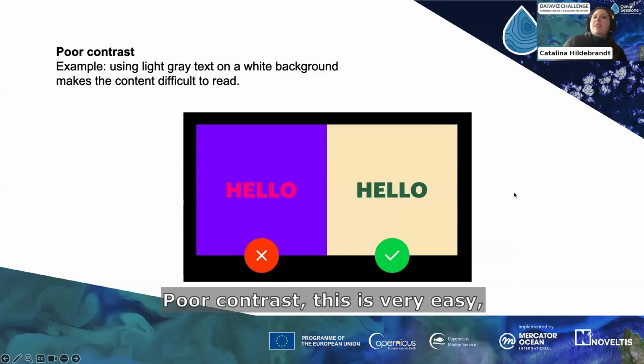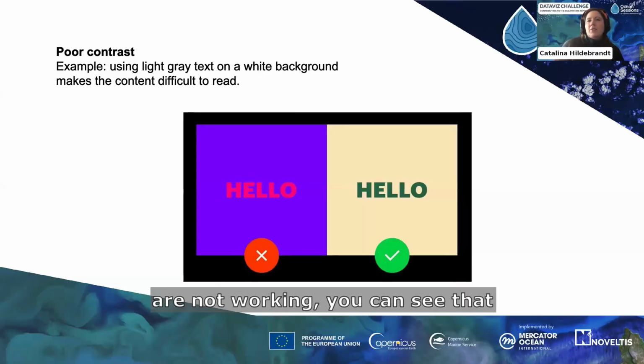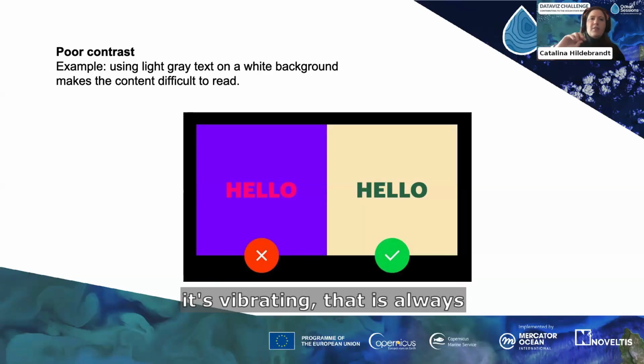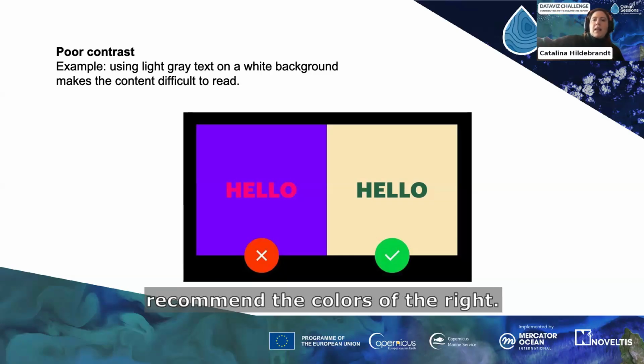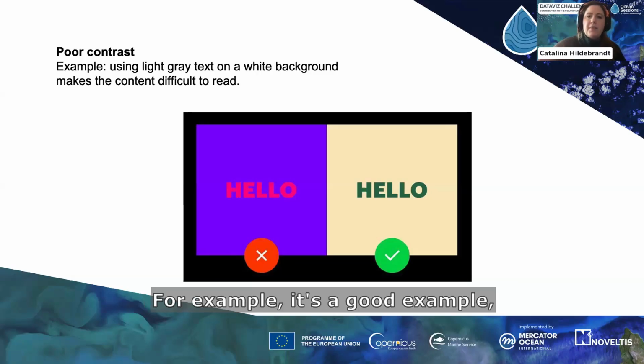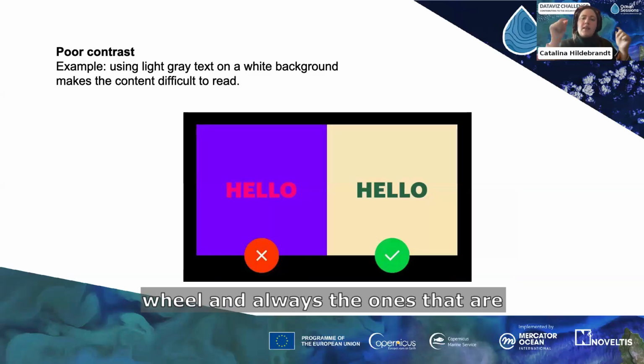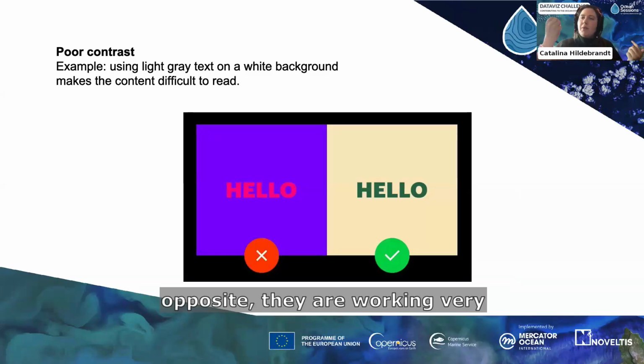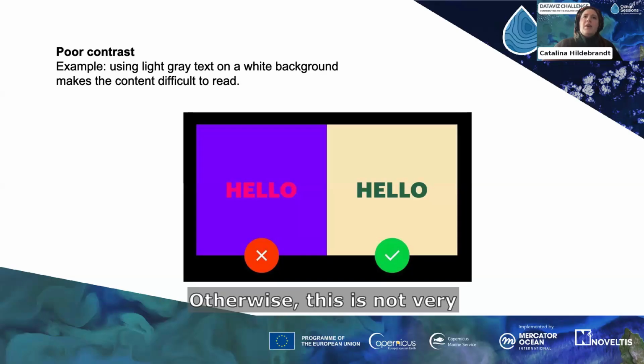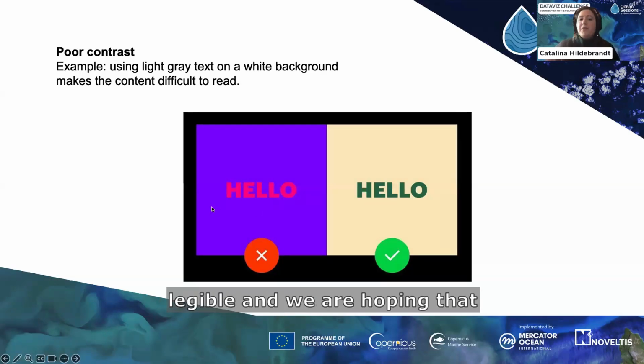Poor contrast, this is very easy. Like on the left, even though I love these colors, blue and fuchsia, they are not working. You can see that it's vibrating. That is always happening on the screen. So I recommend the colors on the right, for example, it's a good example. And also you can Google the color wheel, and the ones that are opposite always work very well. Otherwise, this is not very legible, and we are hoping that people can read.